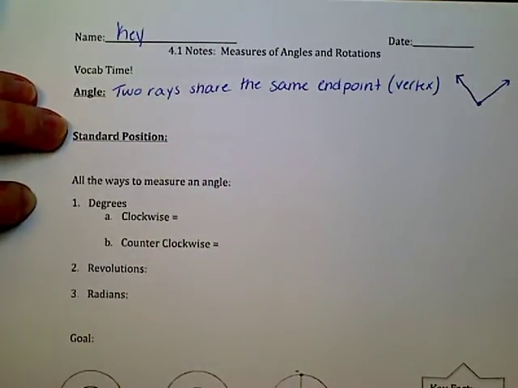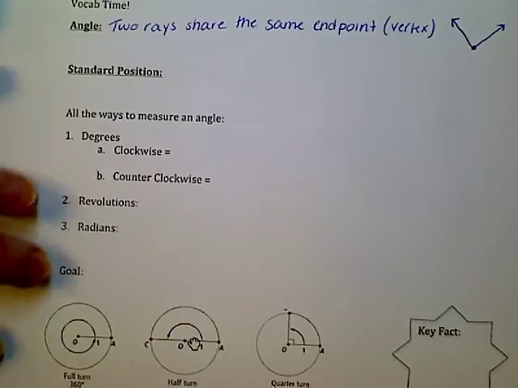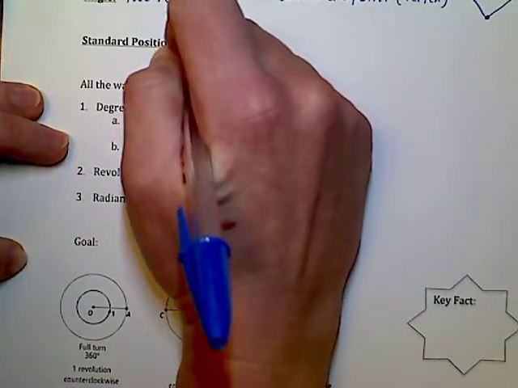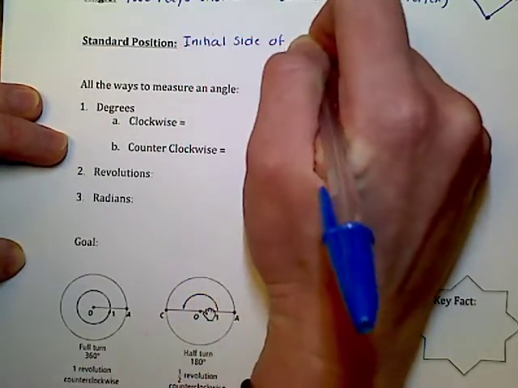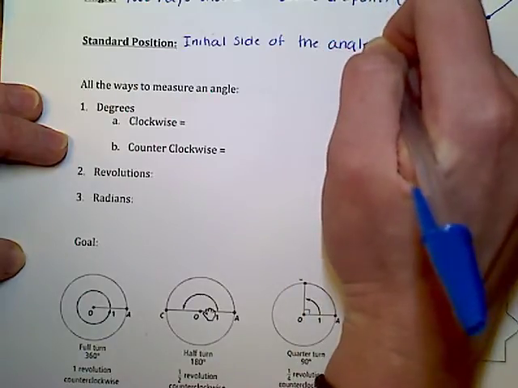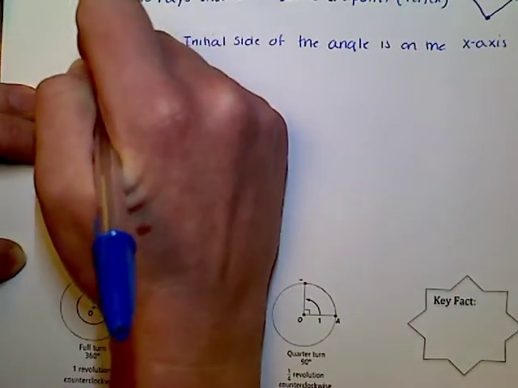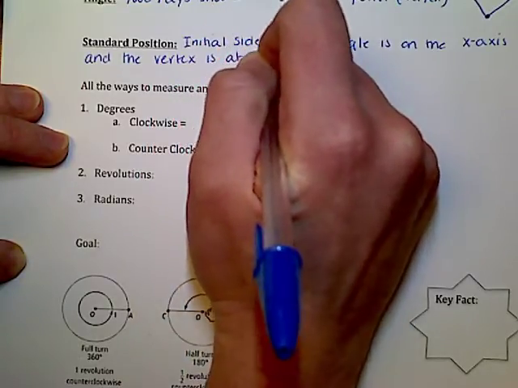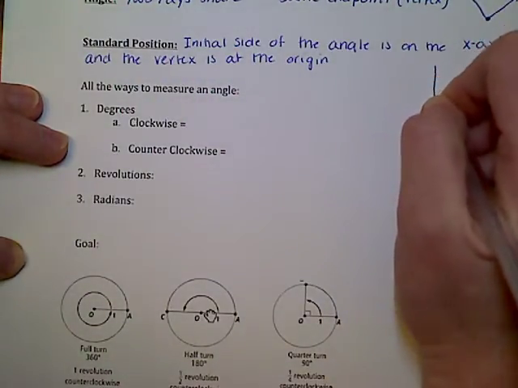Now, the angle that I just drew is not in standard position. We usually like angles to be in standard position, especially when we talk about concepts in trigonometry, which we will be doing. So standard position is when the initial side of the angle is on the x-axis and the vertex is at the origin.